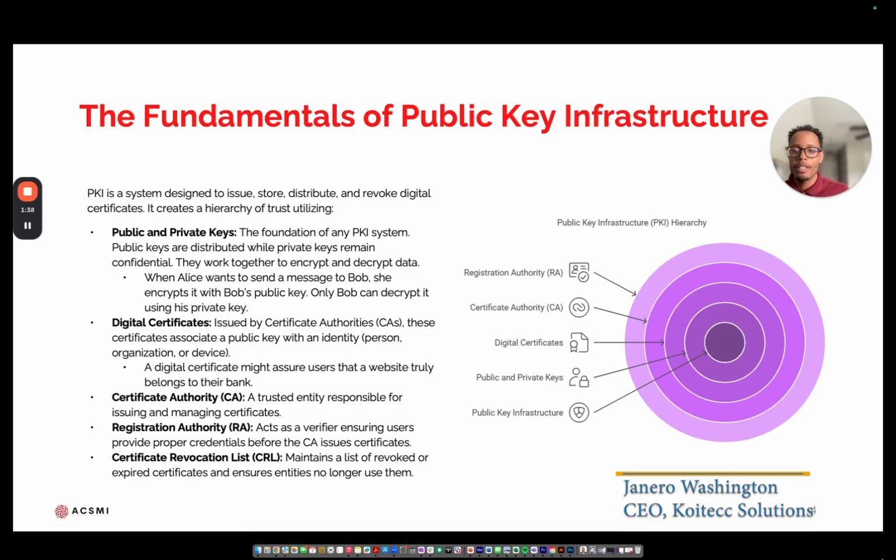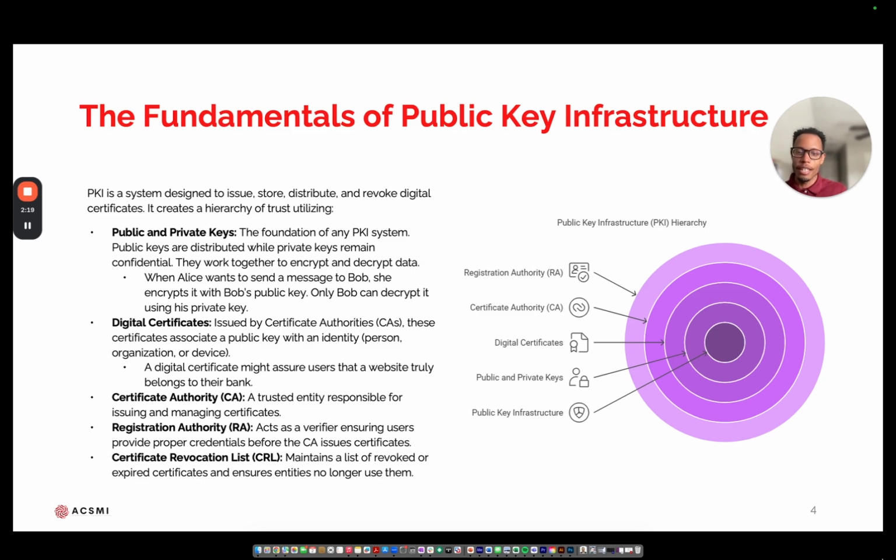Now, digital certificates. These are issued by the CA, the Certificate Authority. These certificates associate the public key with the identity of a person, organization, or device. That's why I mentioned before that an organization can have digital certificates signed to them. And if someone were to self-sign that certificate and say, hey, this is me, and not really be me, well, there's a problem there. So a digital certificate assures that the website truly belongs to that bank. I mentioned a little example before, where it may be Google or it may not be Google, but you can definitely tell based upon that CA.